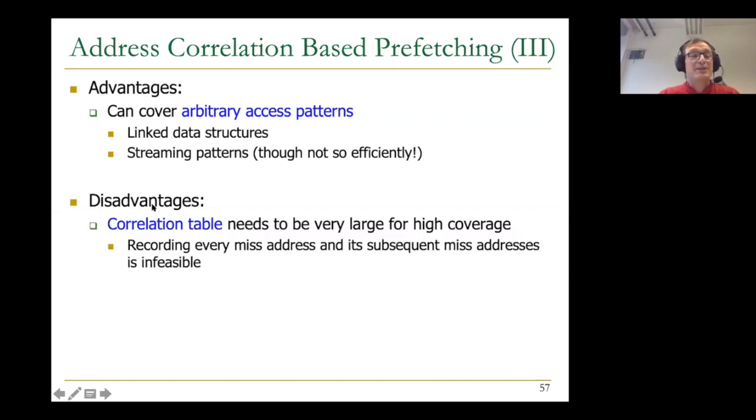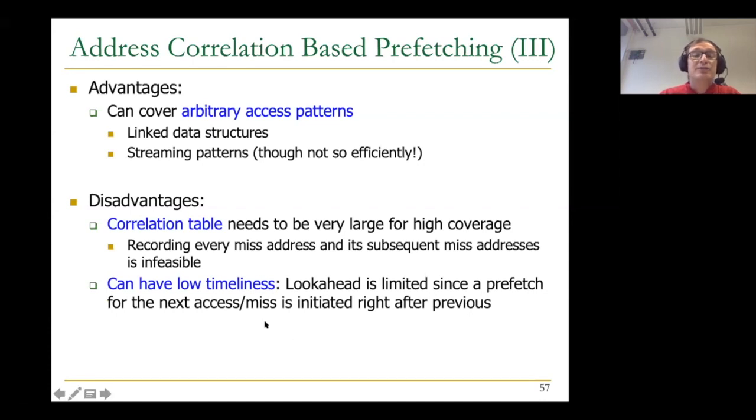So there are disadvantages. One of the disadvantages will be that basically the correlation table needs to be large for high coverage, and recording every miss address and its subsequent miss address is usually infeasible, especially if you're operating with huge data structures. Let's assume that you're traversing a 1 million entry linked list. Do you really have 1 million entries in your correlation table? Okay, 4 million, 16 million, 1 billion. Well, too bad, right? So your correlation table can quickly become unwieldy, and that's one of the reasons why this mechanism is not employed, as far as I know, in processors.